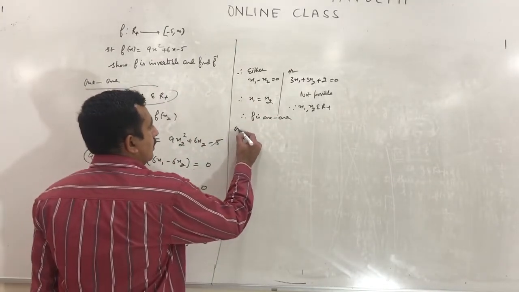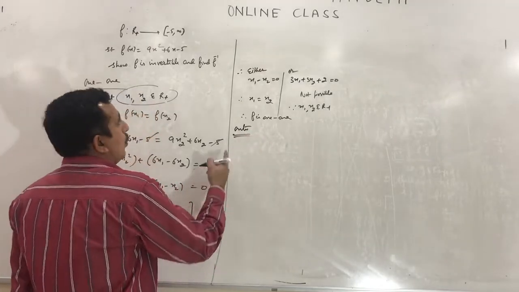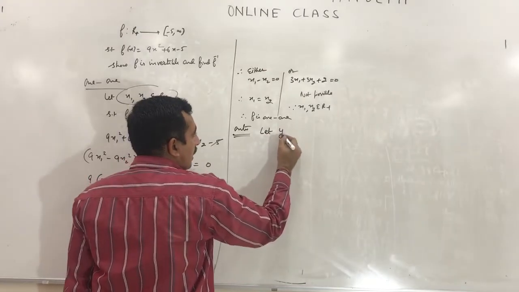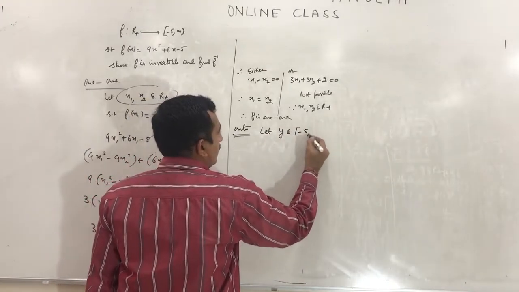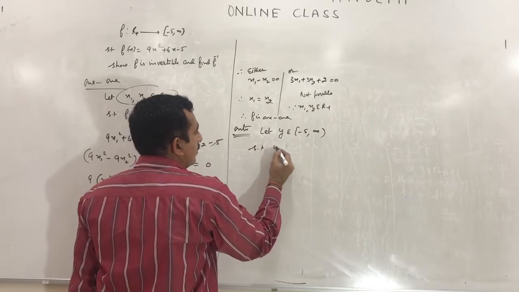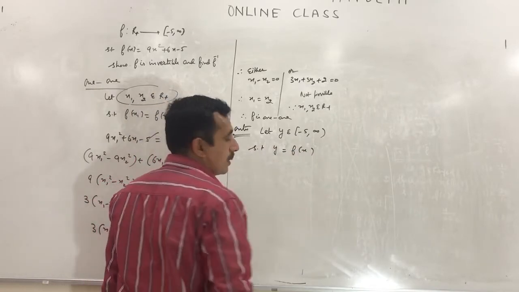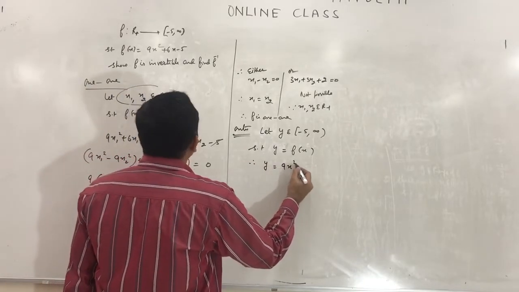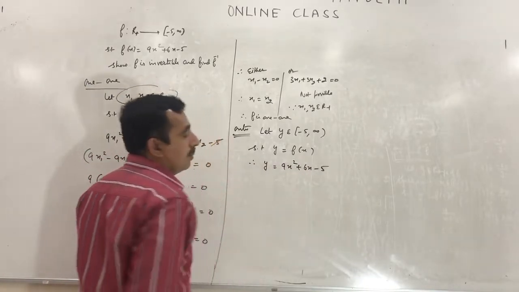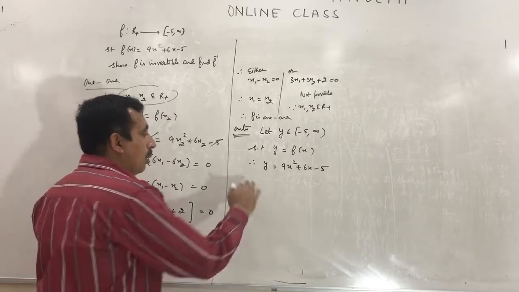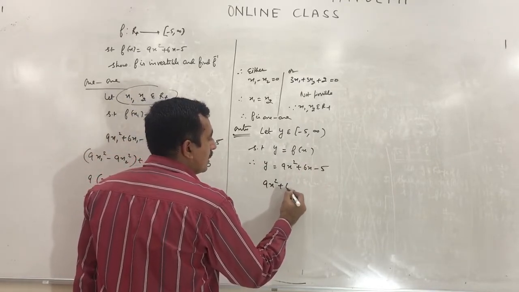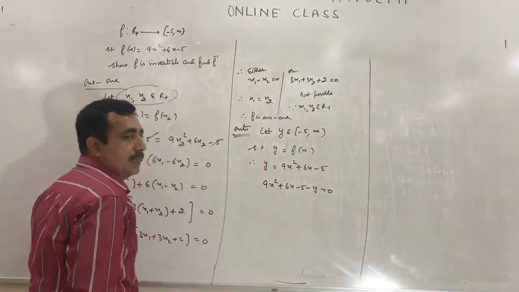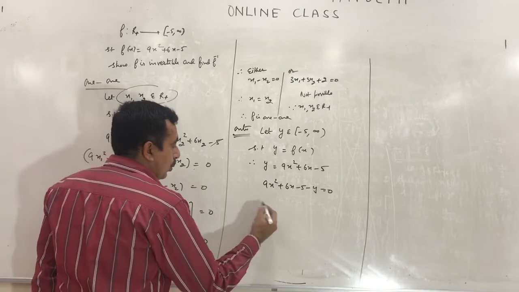Let us start onto. For onto, let y belong to the codomain such that y = f(x). So y = 9x² + 6x - 5. All the terms transferred: 9x² + 6x - 5 - y = 0. It is a quadratic, so we can find x.